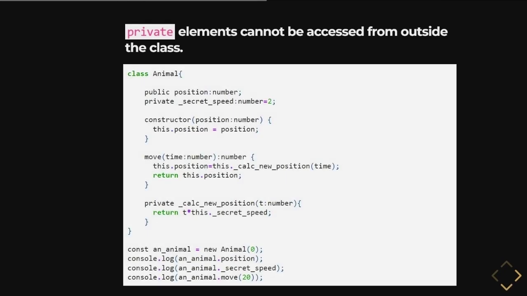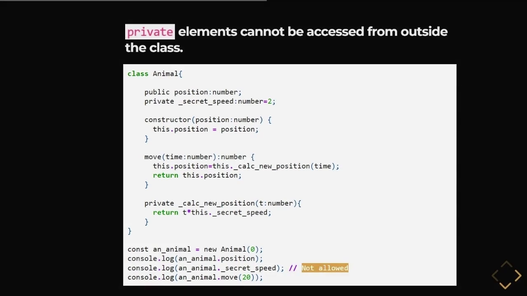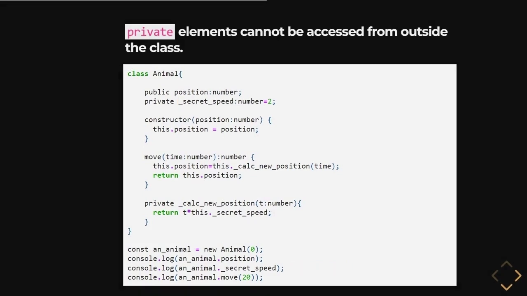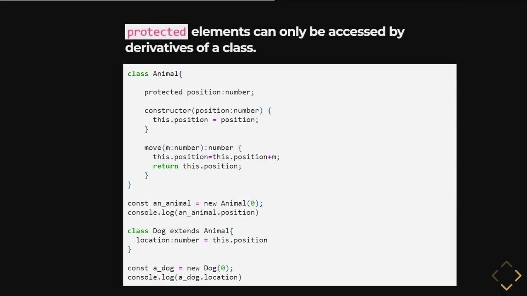Private elements cannot be accessed from outside the class. In the example, secretSpeed and calcNewPosition are private, because they are intended for inner use inside the class for the new position calculation, so they are not accessible from outside. By convention, private elements are usually marked with an underscore at the beginning of the name. Protected elements can only be accessed by derivatives of a class.